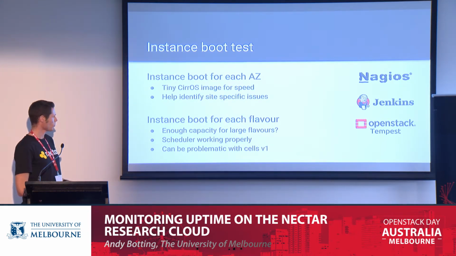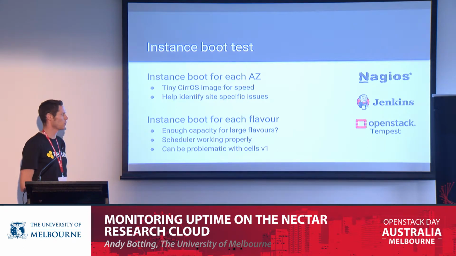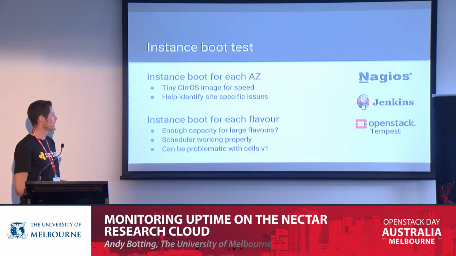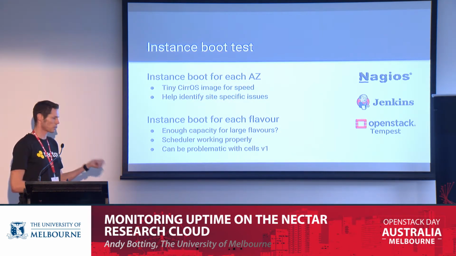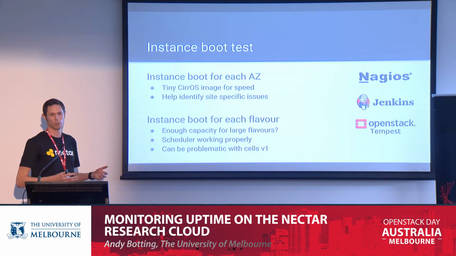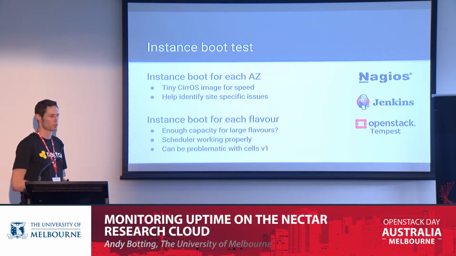So using a combination of the tools there, we run this test for each of our availability zones. Like I said before, we use a tiny instance. We use Cirros because it's very small in size, so it's very quick to fetch that image and boot it. Because we don't want to create a lot of load on the other sites. We just want to make sure that the test is working. So it really helps us identify issues at the particular sites.